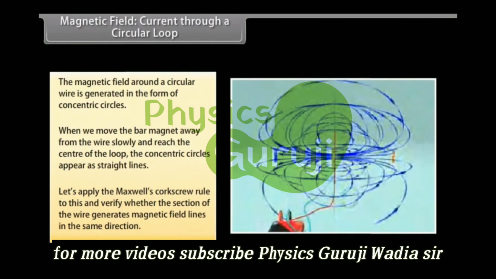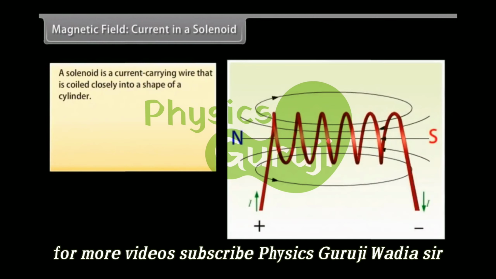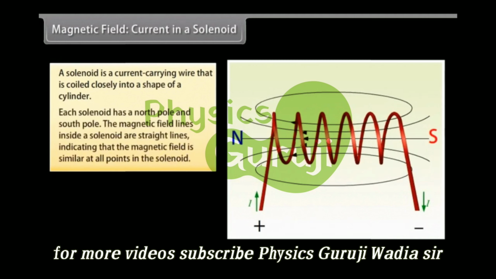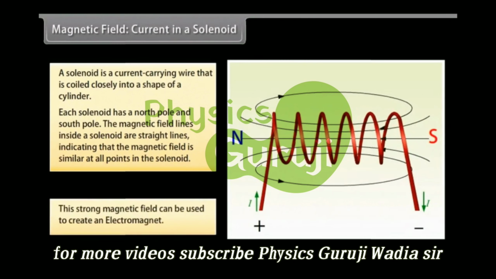Magnetic field. Current in a solenoid. A solenoid is a current-carrying wire that is coiled closely into the shape of a cylinder with the turns as close together as possible. This is similar to a bar magnet. Each solenoid has a north pole and a south pole. The magnetic field lines inside a solenoid are straight lines and indicate that the magnetic field is similar at all points in the solenoid. This strong magnetic field in the solenoid can be used to magnetize magnetic materials. This type of magnet is called an electromagnet.